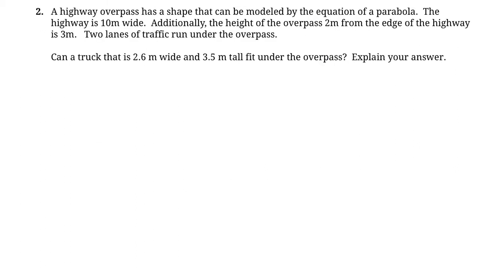The next question says a highway overpass has a shape that can be modeled by the equation of a parabola, and the highway is 10 meters wide. So let's draw that. I drew a parabola opening downwards because cars go underneath the parabola, and I made the axis of symmetry at 0. Since the highway is 10 meters wide, I knew that 5 meters to the left of 0 and 5 meters to the right of 0 would be the highway.